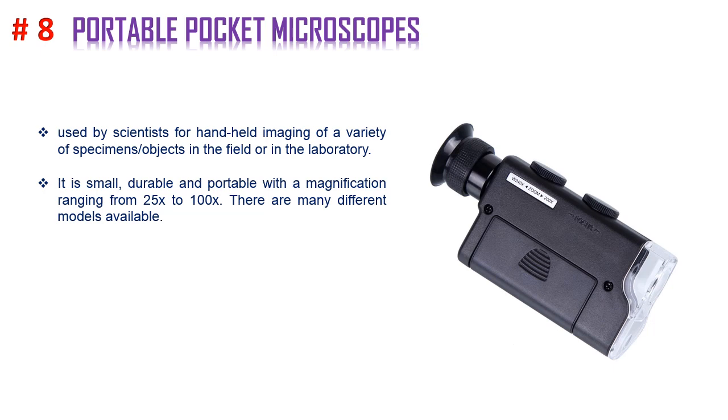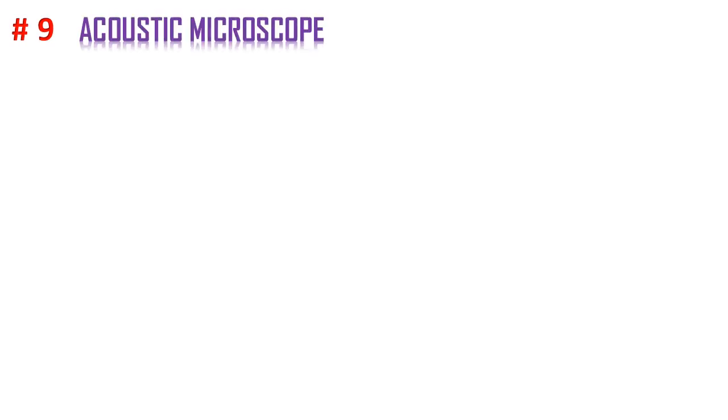And number 8 is portable pocket microscope. Used by scientists for handheld imaging of a variety of specimens and objects in the field or laboratory. It is small, durable and portable with magnification ranging from 25x to 100x, and there are many different models available. And number 9 is acoustic microscope.